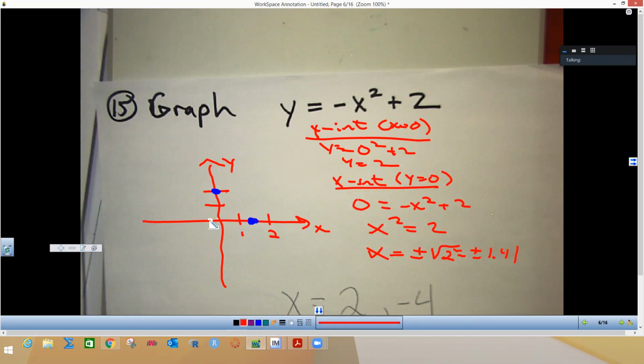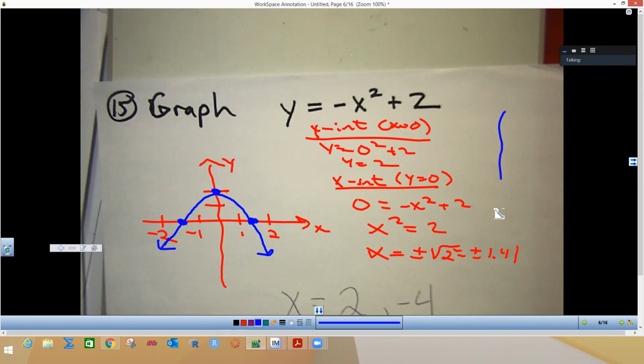And then same way going the other way. Negative 1, negative 2, somewhere in here. Now that would be enough to graph this because you know it's a parabola. Now, I know there's one problem that I think says put 5 points on it. Right now I've got 3 points.